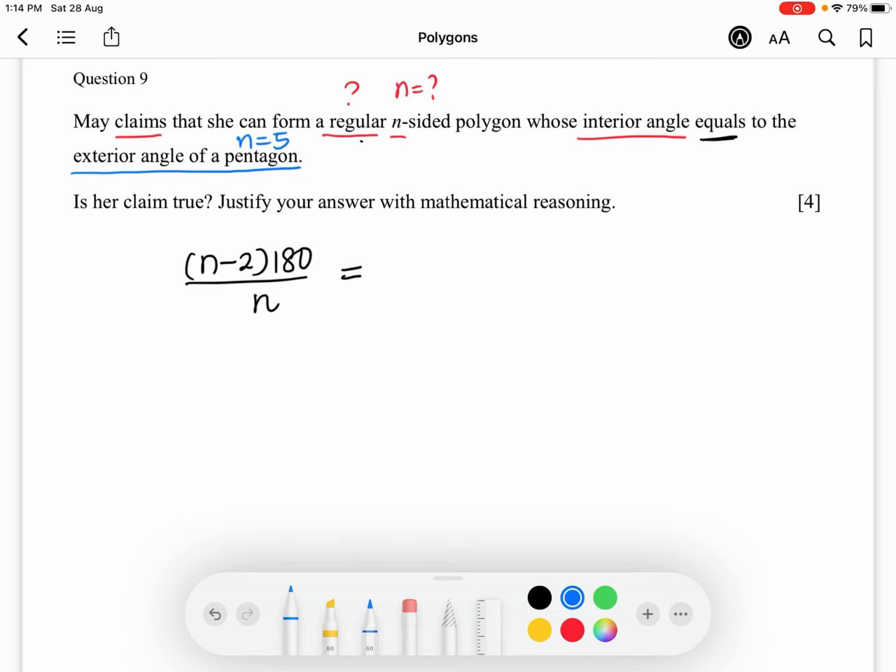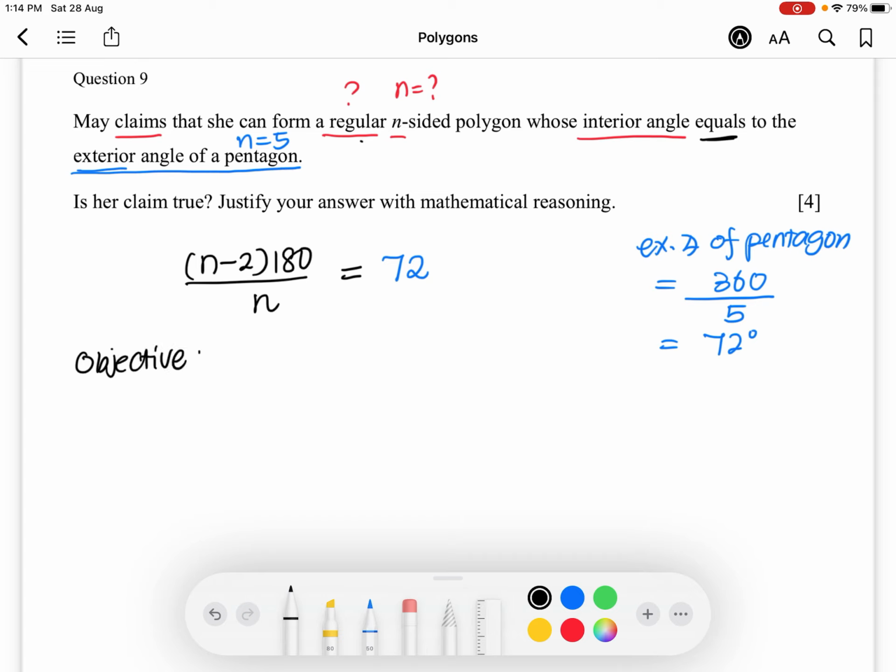What's the exterior angle of a pentagon? The total exterior angle is 360 degrees. A pentagon has 5 sides, so that will give me 360 divided by 5, the angle 72 degrees. So I'm going to take it that the interior angle is equal to 72. Based on here, what's our objective? Number one, we are going to find what n is, and check whether it is regular or not.